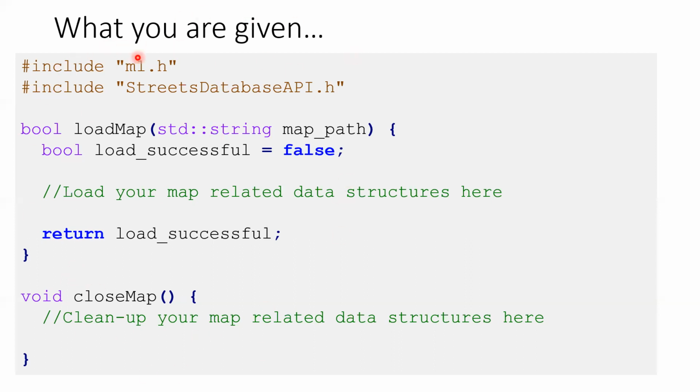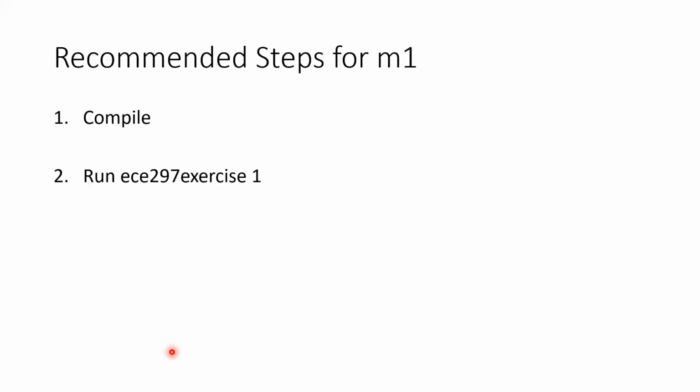In your initial file that we provided to you, we have the load map and the close map. So load map, from the comments, is where you will load your map related data structures. Load map will be called at the beginning of your program once. And close map is called when you are cleaning up your data structures at the end.